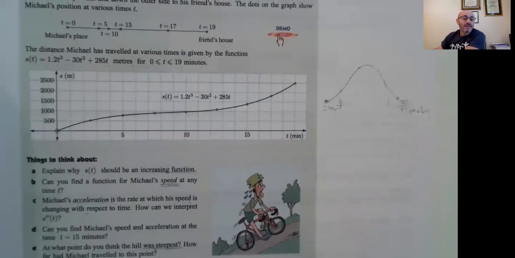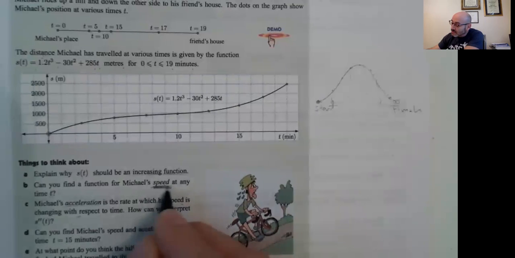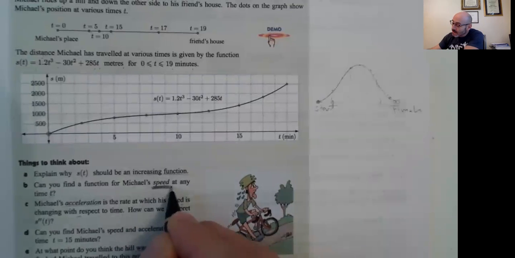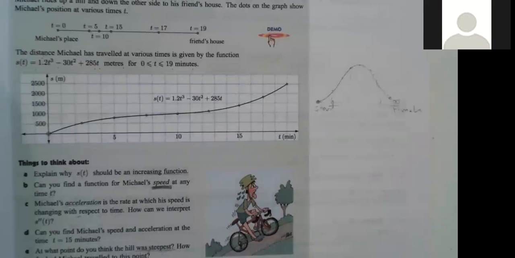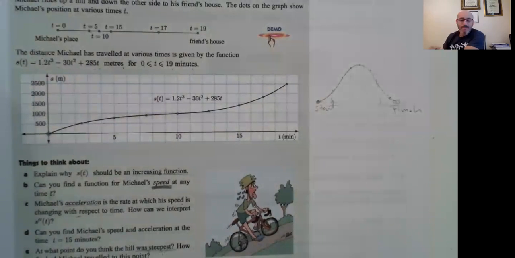Then the second question says, can you find a function for Michael's speed? So notice that it doesn't say velocity, it says speed. For those of you that take physics, what's the difference between speed and velocity? Speed is total distance over time, and velocity is like displacement. So speed is a magnitude, and then velocity is the magnitude and a direction. Right, that's the big difference. So velocity can be negative or positive. Speed always is gonna be positive because it's the magnitude, okay?